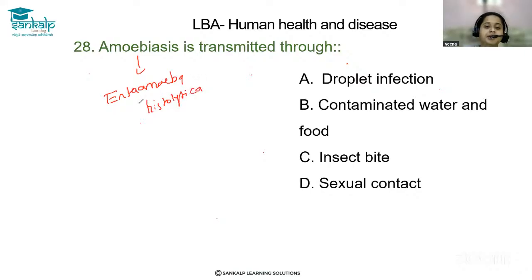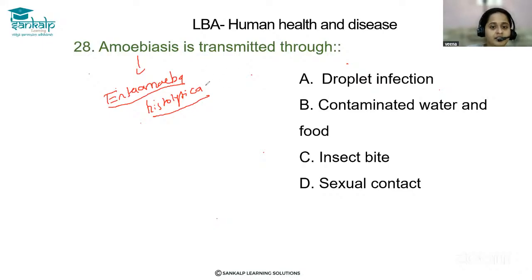While writing the pathogen names, you should follow all the biological rules. You should underline it, the first word should start with a capital and the second word with a small letter. Okay. So Entamoeba histolytica is a pathogen which causes the disease called amoebiasis.